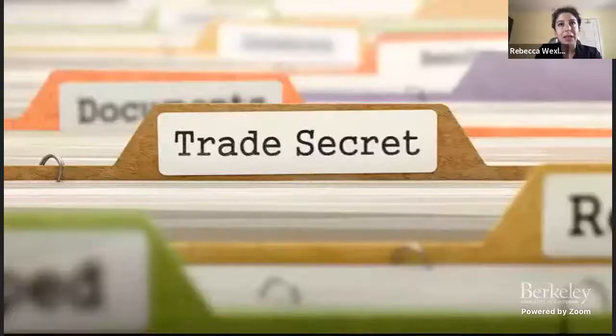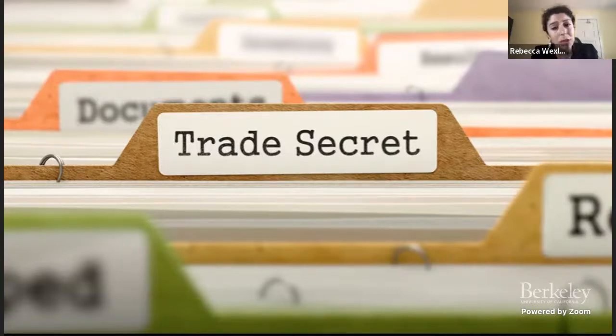The first one is trade secret law. Trade secret law is a form of intellectual property. It is a protection for information that's commercially valuable, that's also not generally known in the industry. So it's got to be secret, protected by reasonable confidentiality measures, and have economic value by virtue of that secrecy.